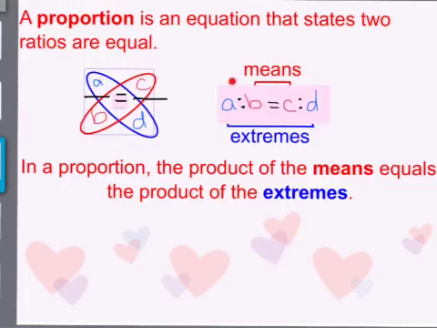This is just a different way of writing it. A:B equals C:D. Still the same thing, but instead of writing it as fractions, we have it written using a colon. The means are the inners and the extremes are the outers when you write it this way. In a proportion, the product of the means equals the product of the extremes. That's why we can cross multiply and solve.